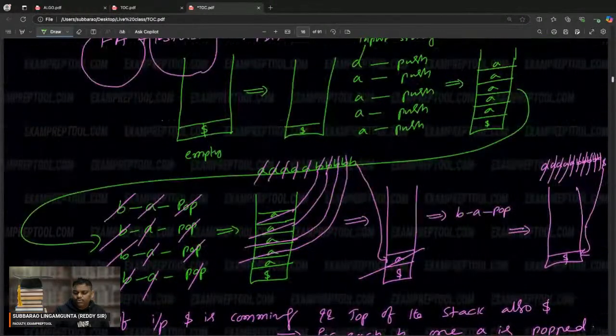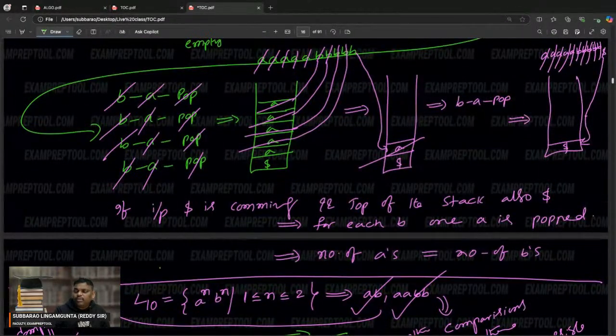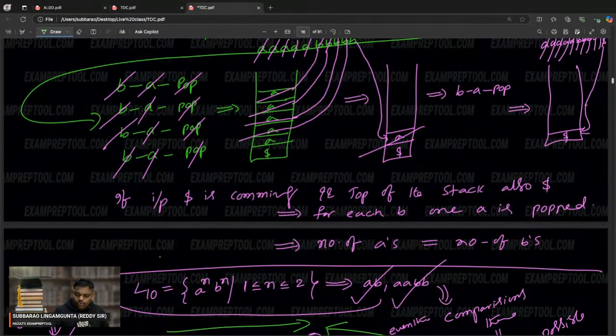PDA. So PDA I explained, right? A is coming, push; B is coming, for every A pop. B is coming, A pop; B is coming, pop, like that. So if the input is dollar, it means B is over. Top of the stack also dollar means A is over. So for every B, one A is popped, meaning the number of A's equals the number of B's.